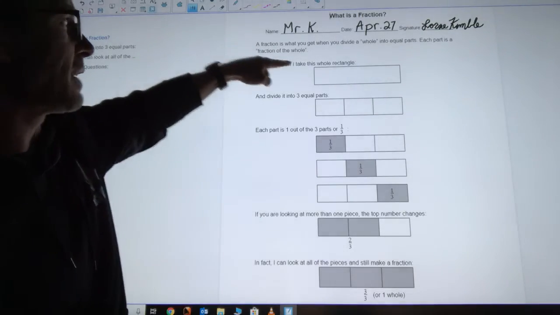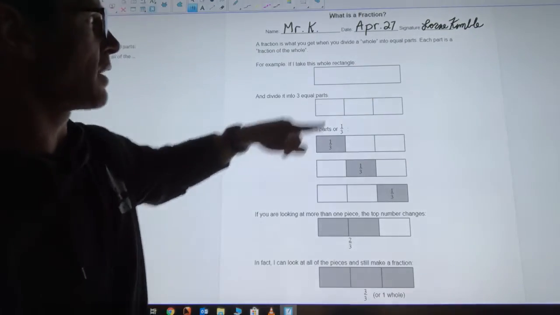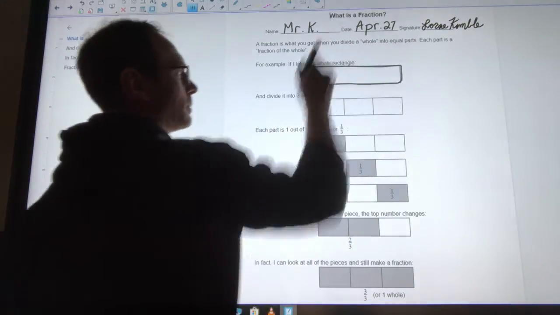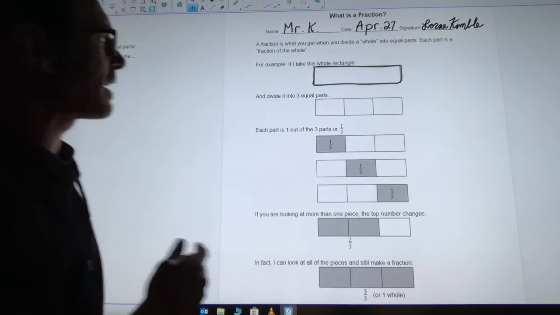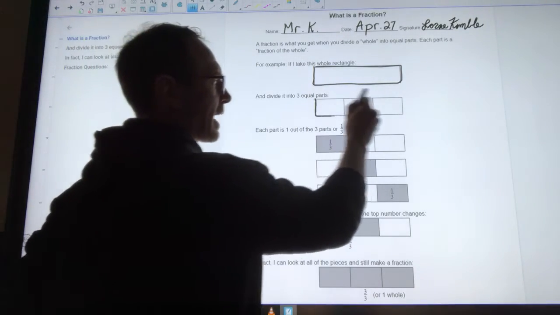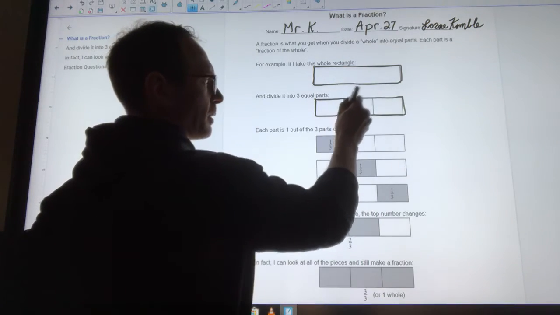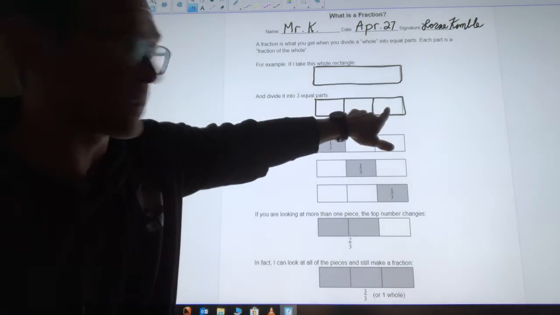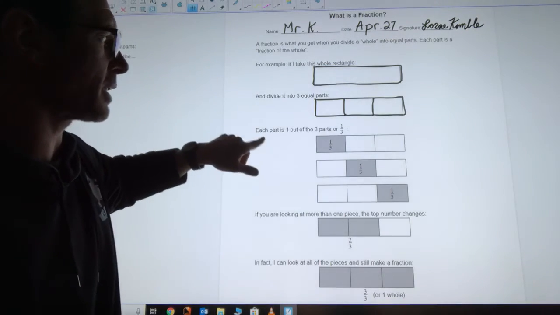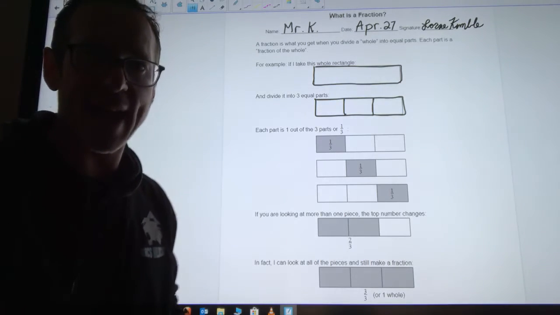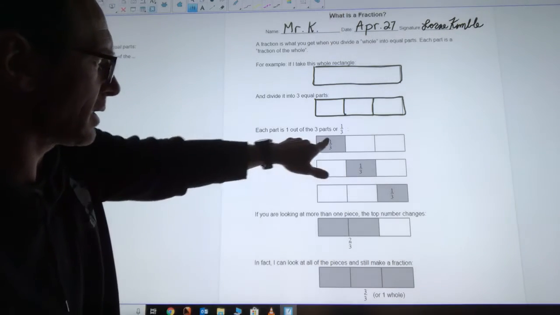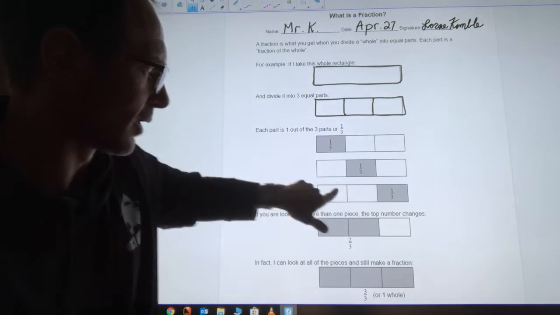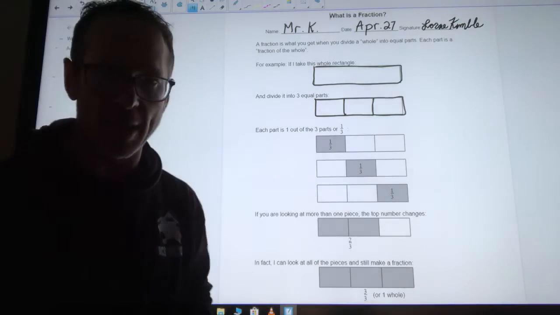So, for example, if I take this whole rectangle right here, it's just in one piece as we speak right now. Now, if I divide it into 3 equal parts, if I split it here and here, you'll see that this part is the same as this part, is the same as this part. Each one of those parts is what we would call a third. It's 1 out of 3 parts, right? So this is 1/3, and this is 1/3, and this is 1/3. Each of them is 1/3 of the rectangle.